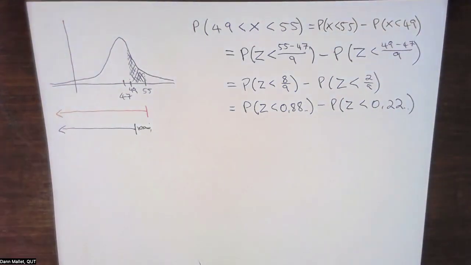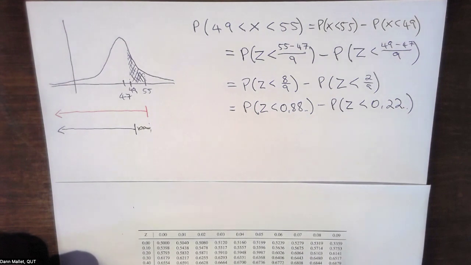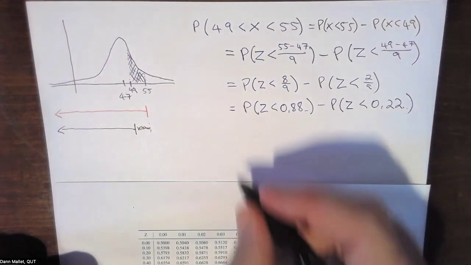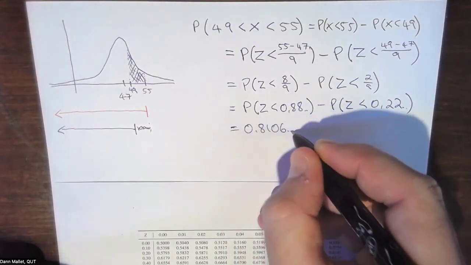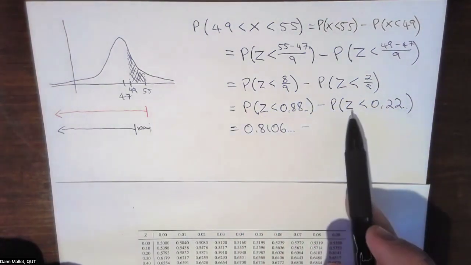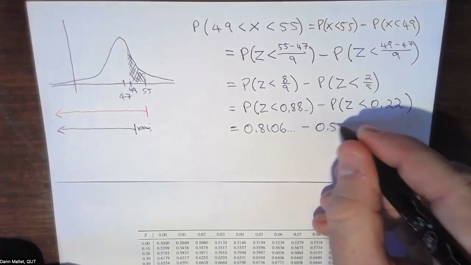Now we can jump over to our tables and search up the values for each of those. 0.88, we have 0.8106. Subtract the probability that z is less than 0.22, which is 0.5871.